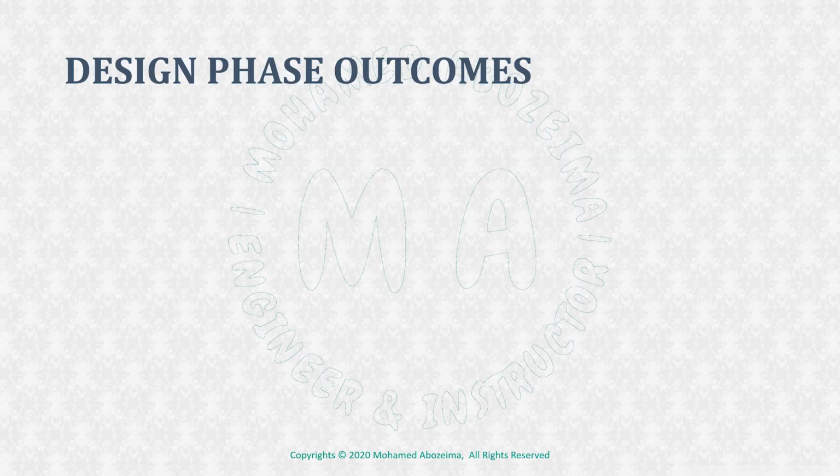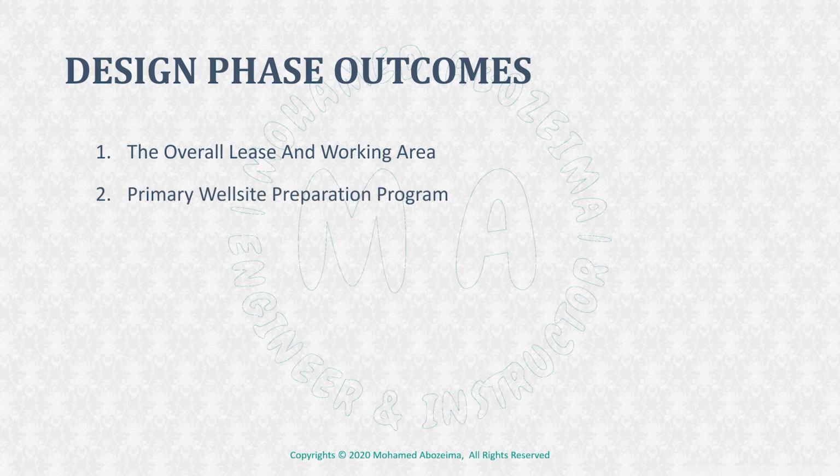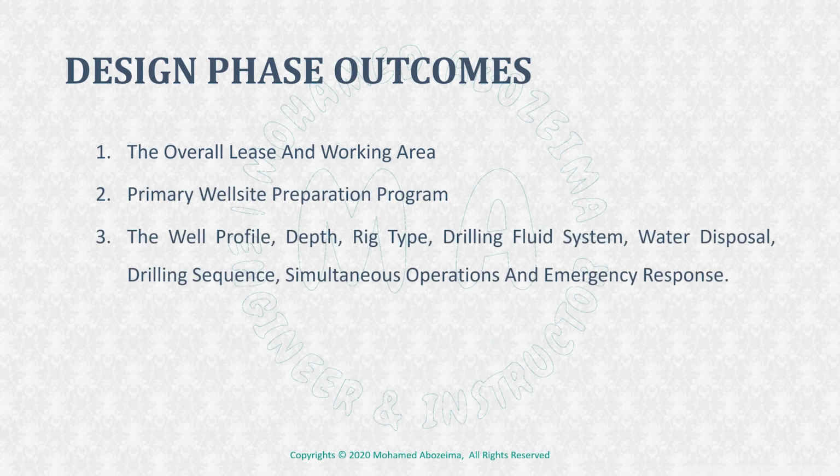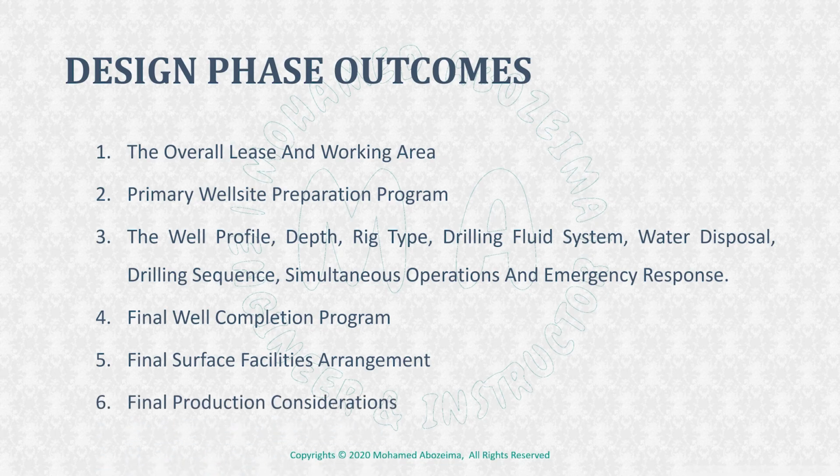The third phase is called the design phase, or we can call this phase the processing phase, as all of the previous permits and reports are combined and redistributed, so each department starts to prepare their draft design for the well. At the end of this phase, we should have in our hands the following: the overall lease and working area, primary well site preparation program, the well profile, depth, rig type, drilling flow system, water disposal, drilling sequence, simultaneous operations, and emergency response. Final well completion program, final surface facilities arrangement, final production considerations.